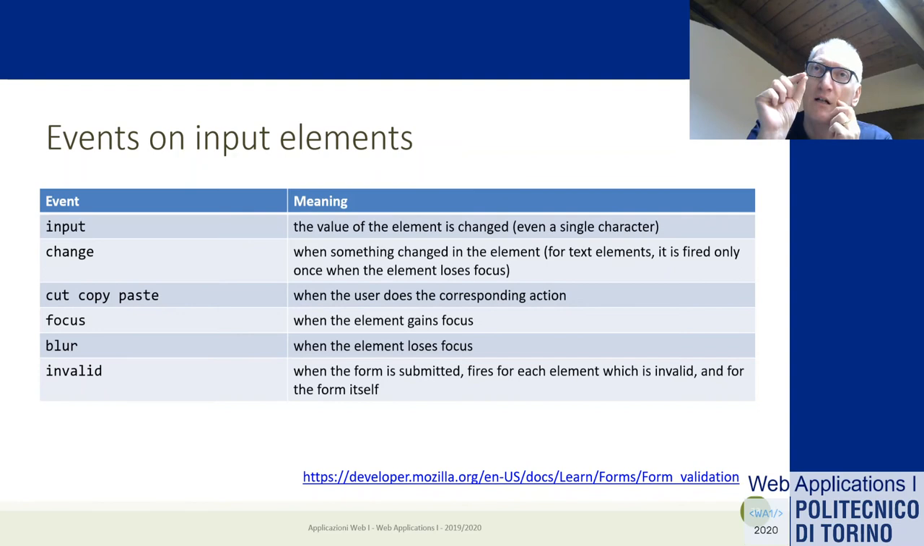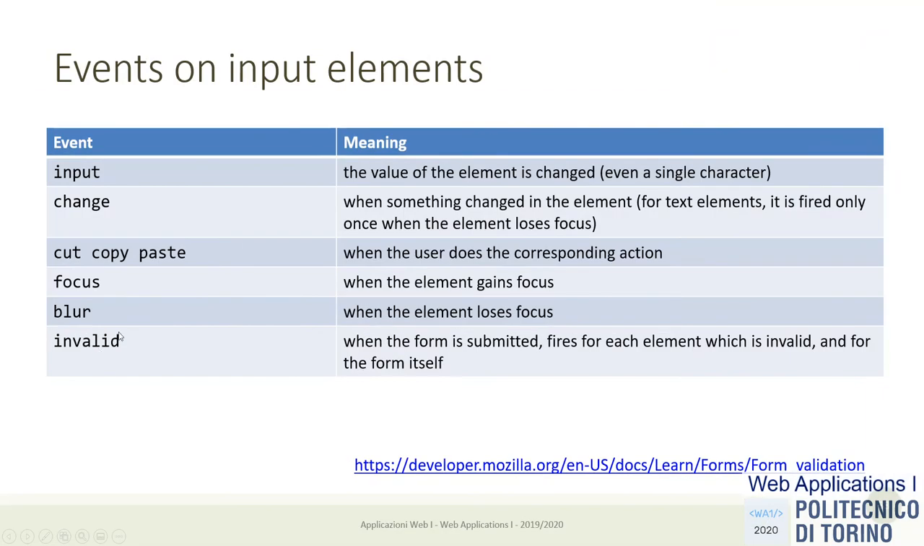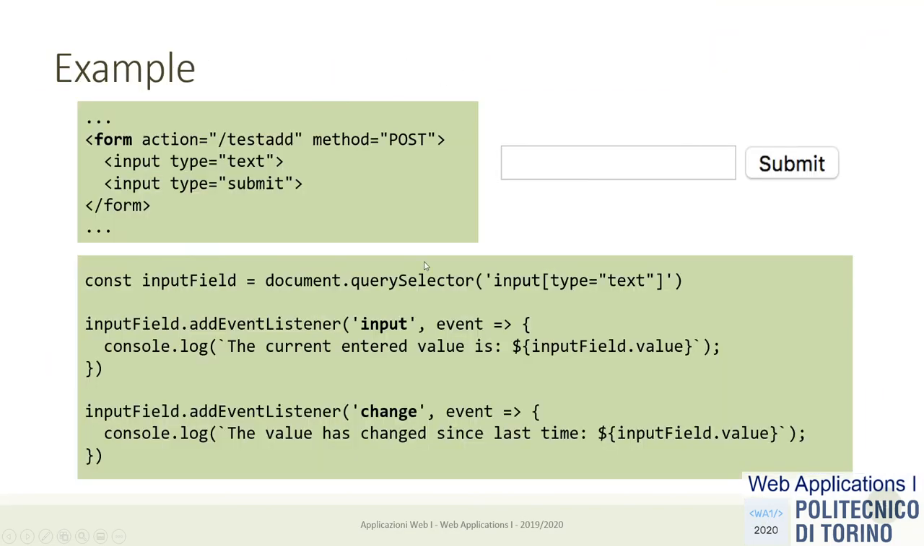Maybe you can put an event handler in each element just to show an error message right beside it, and an event handler at the form level just to maybe prevent it from being saved or something like that. So this is very powerful, because we can actually handle the validation process. So we see, for example, that we have an input event. If you try this code, it will log the current value every time you write a letter here. On change, you only see this message once, when you submit, or just when you exit from this element, or when you click somewhere else.